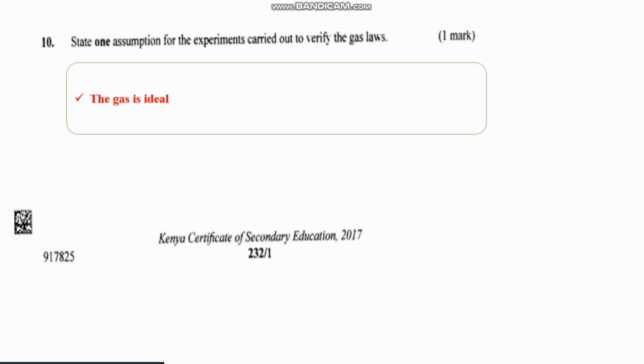So let us look at question 10. State one assumption for the experiment carried out to verify gas laws. You have done gas laws in Form 3 physics, and in chemistry, at the beginning of the syllabus. In those topics, we looked at the major gas laws, that is Boyle's law, Charles' law, combined gas law, among others. There are some assumptions made, and the main assumption made while conducting experiments involving gas law is that the gas is ideal.